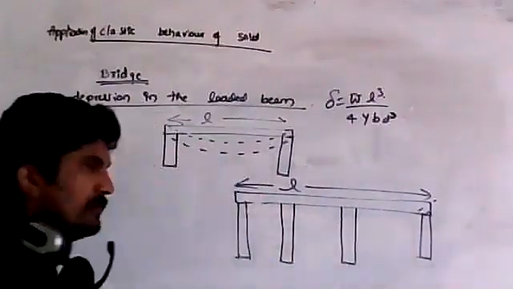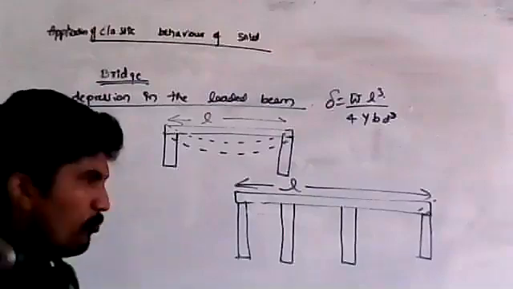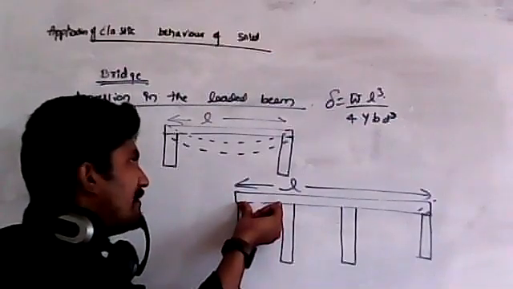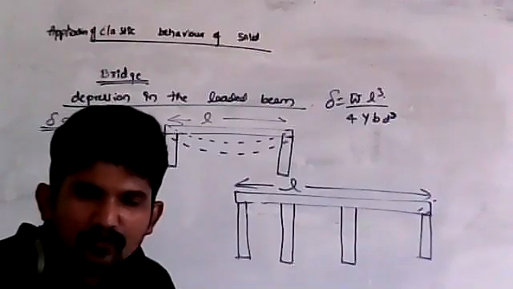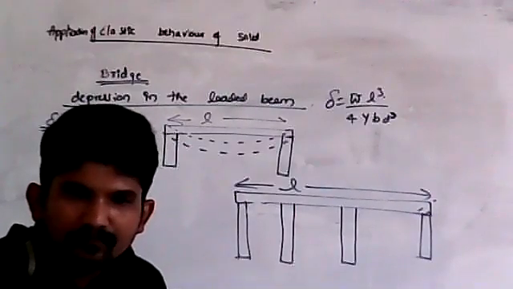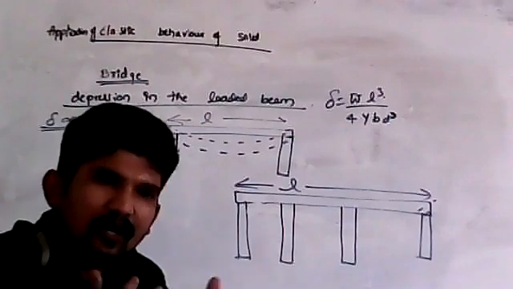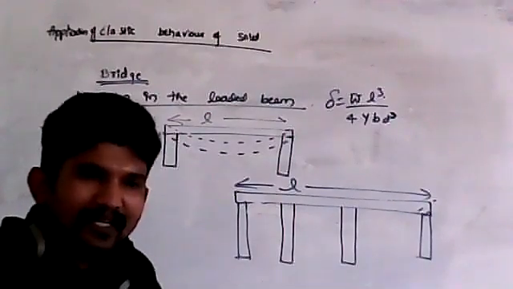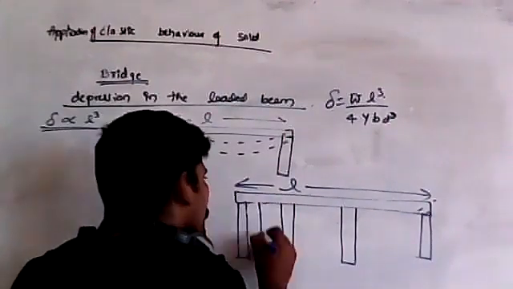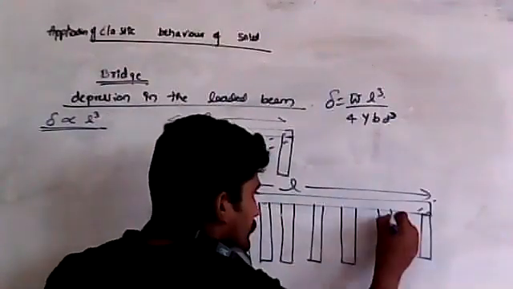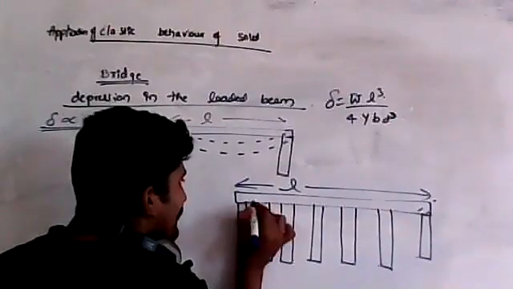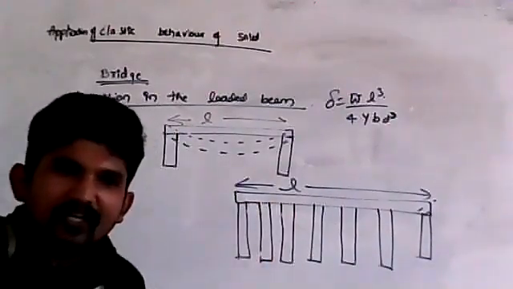like this, isn't it? Then what will happen? Length reduces here. If length reduces, of course depression also reduces. In the same way, if I give one more support in between these two pillars, again this is the length, and depression goes on decreasing.